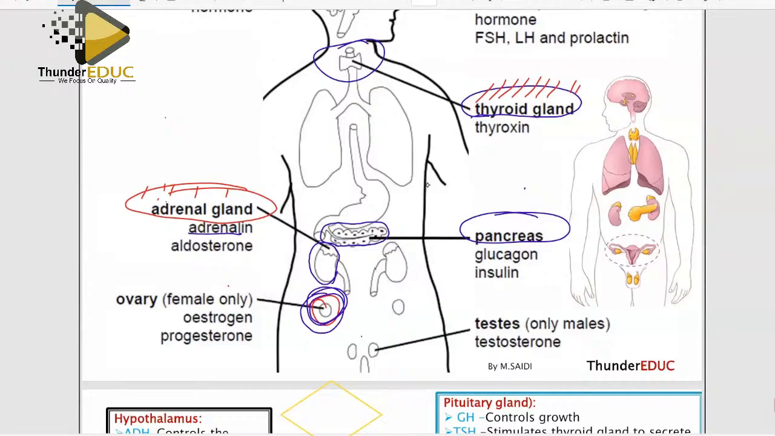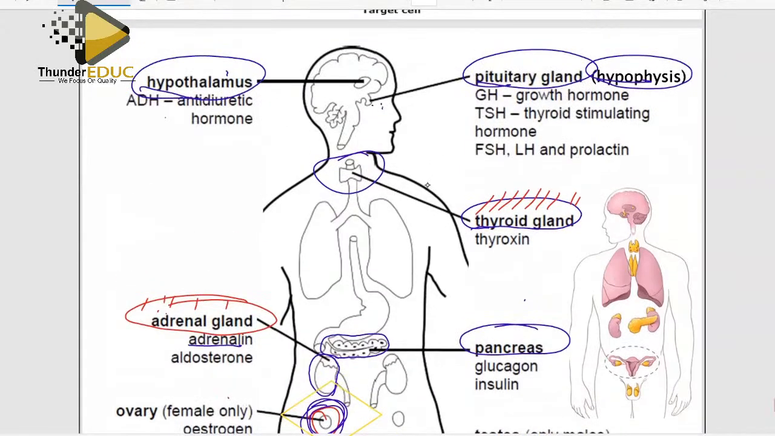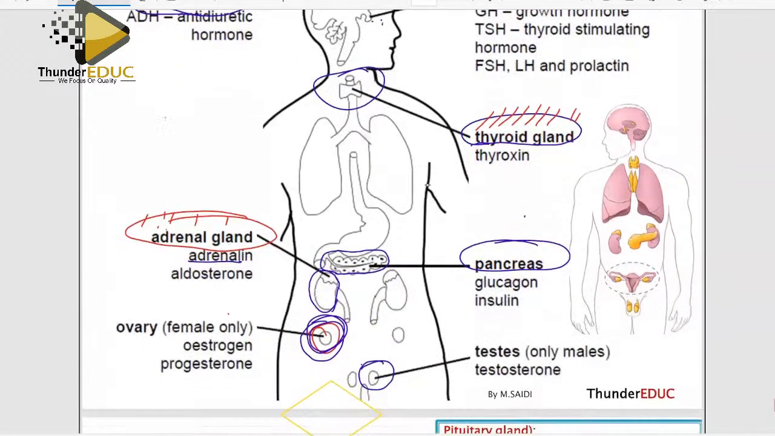And then we have another one called the testis. Don't tell me that you don't know it unless you're not a man. So the testis, we know. The ovaries, we know. The pancreas, we know. The hypothalamus, we know. The hypophysis, we know.